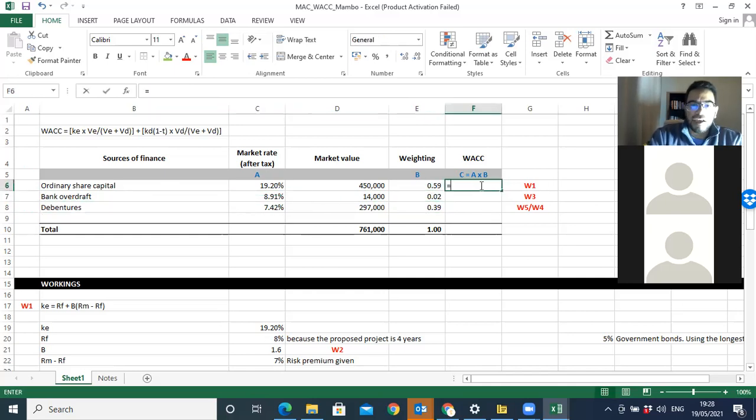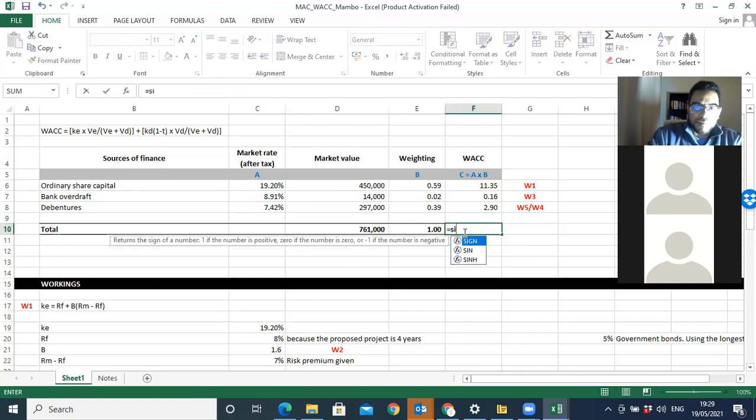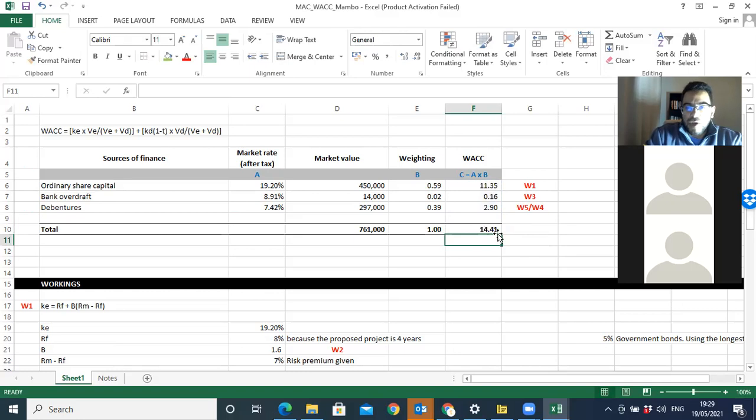Now we can get our WACC. It is A times B, just multiply this by 100. So there we go: market rate times weighting times 100. Same thing, same thing. Now we can add up. So that is our weighted average cost of capital, which is 14.41%. So that would be the answer.